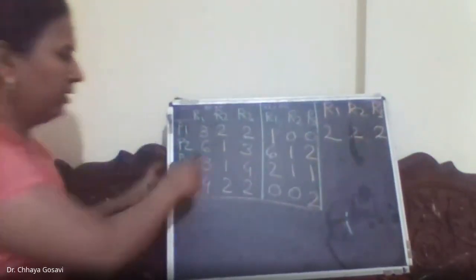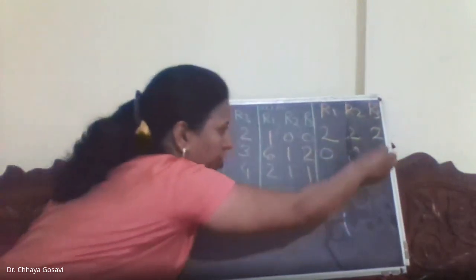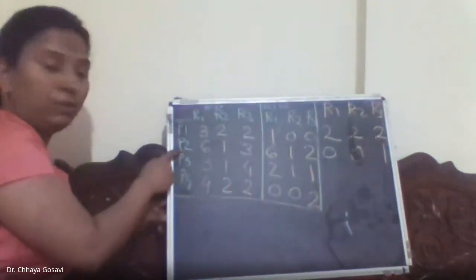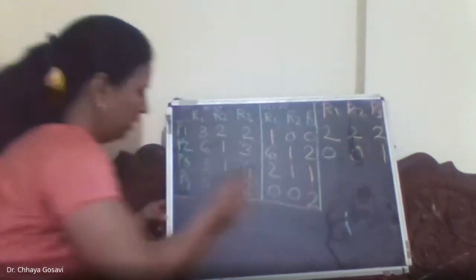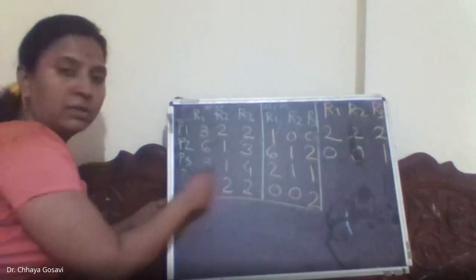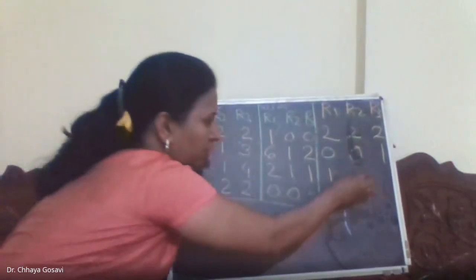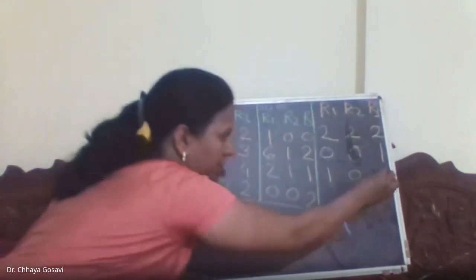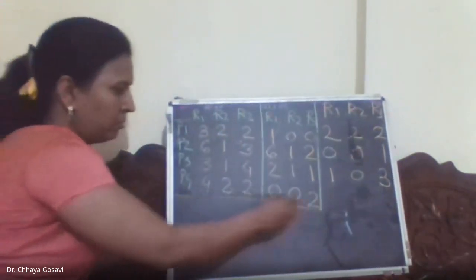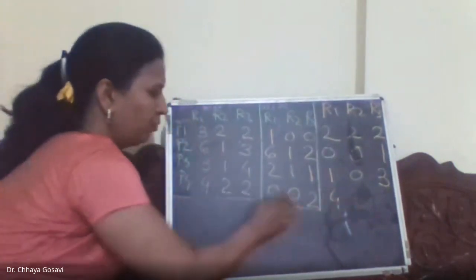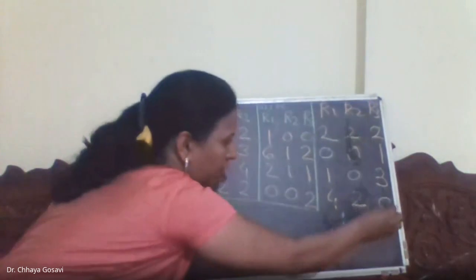For P2 it is 0, 0 and 1. Need for process P2 is 6 minus 6, 0, 1 minus 1, 0, and 3 minus 2, 1. For P3, 3 minus 2 that is 1, then 1 minus 1, 0, and 4 minus 1 that is 3. And for P4, 4 minus 0 which is 4, 2 minus 0, 2, and 2 minus 2, 0.